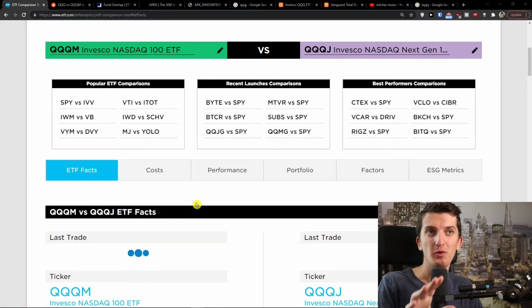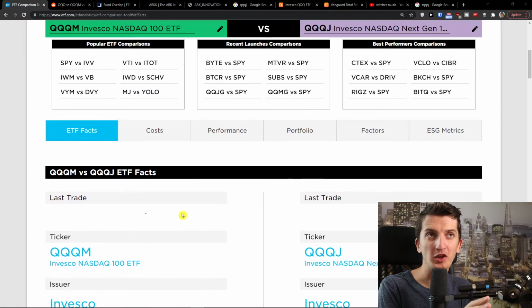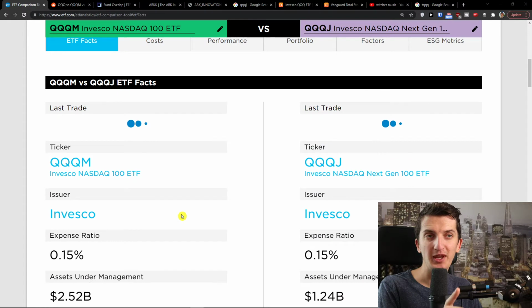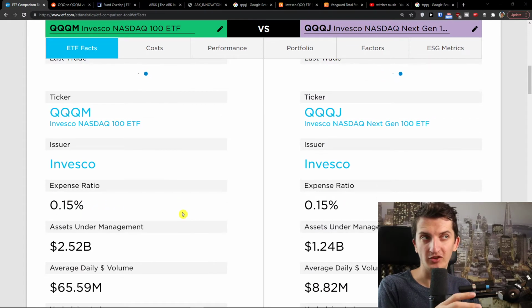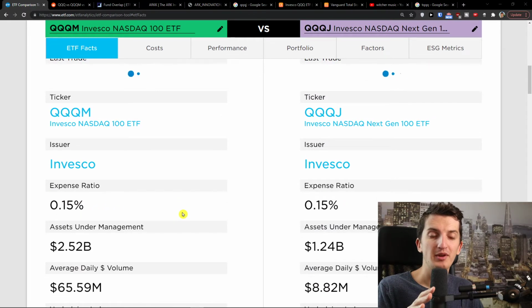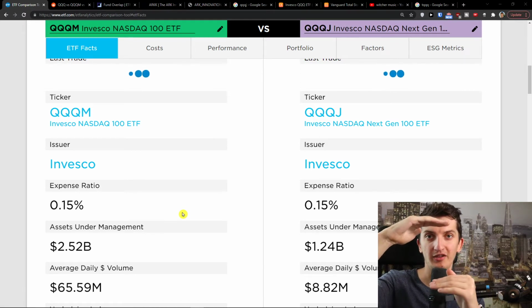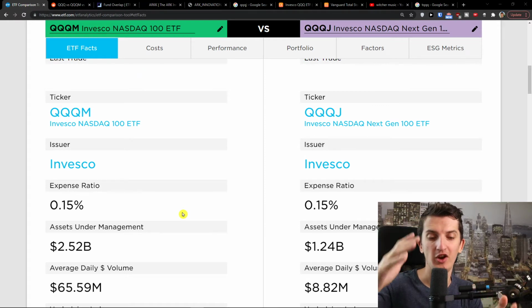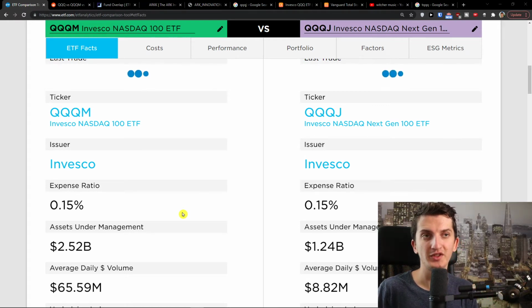First thing first, we're going to see the QQQM with QQQJ. Now, let me speak about QQQM and what is it actually about. Imagine that QQQ is a father or a parent, and QQQM is a child. Why do I say like that? Only because the biggest difference between QQQM and QQQ is expense ratio.